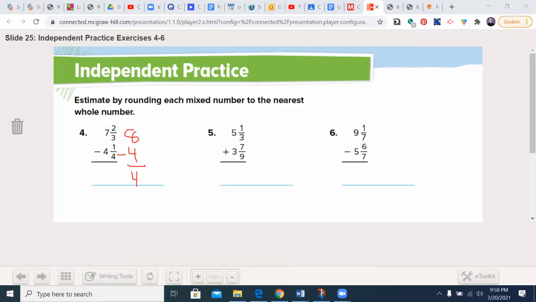1 is less than half of 3, so this stays 5. 7 is more than half of 9, so I'll add 1 there to make that a 4. I add them together, I get a 9. This beginning 9, there's a 9 because 1 is less than half of 7. Now this 6 is almost a 7, so I'll add 1 there. 9 minus 6 is 3. All right, I'm going to go ahead and clear the drawing.